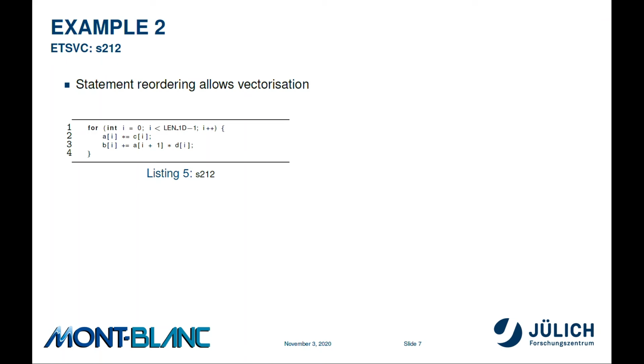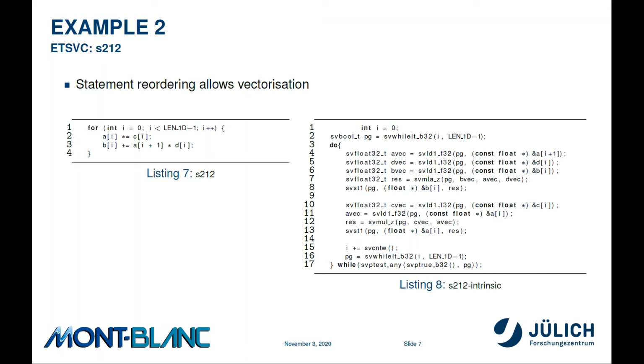However, this loop is easy to vectorize if we exchange the order of statements from lines 2 and 3. On the right side, you can see the code with intrinsics. Notice that we first store the elements of array B in line 8, followed by storing the elements of array A in line 13. This is the opposite order as in the code on the left side. As in the previous case, the optimized version of this code performed much faster than the one generated by the compiler.